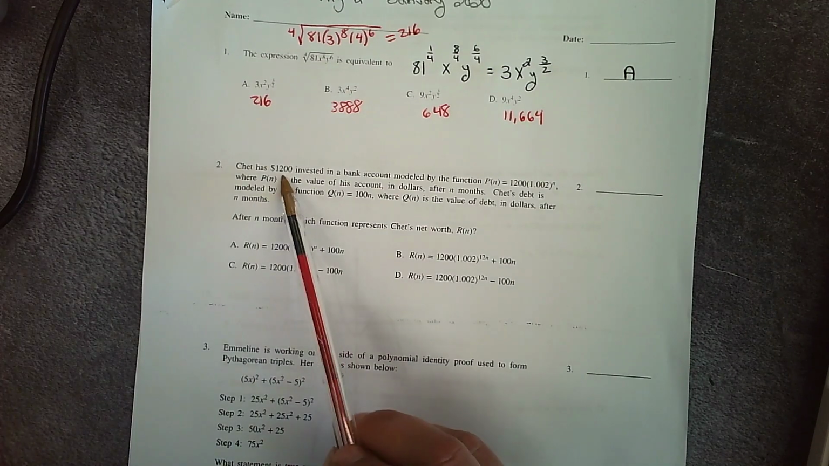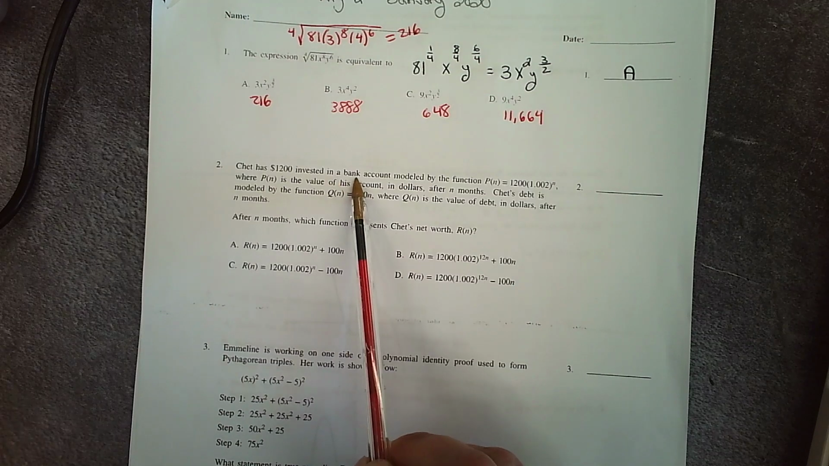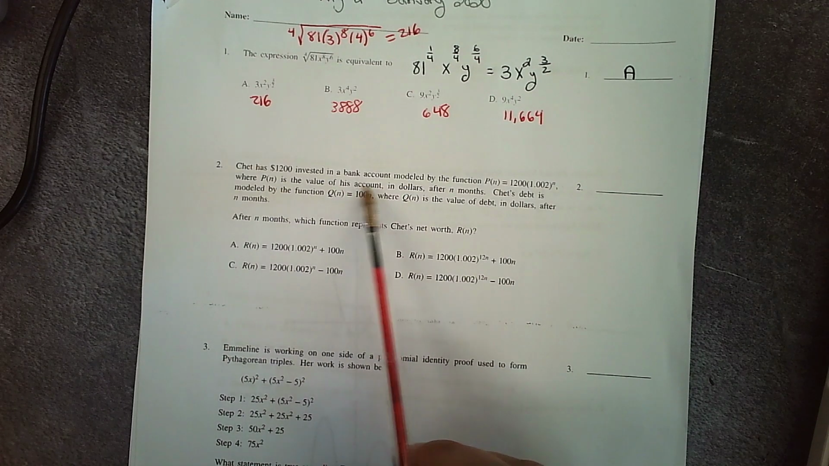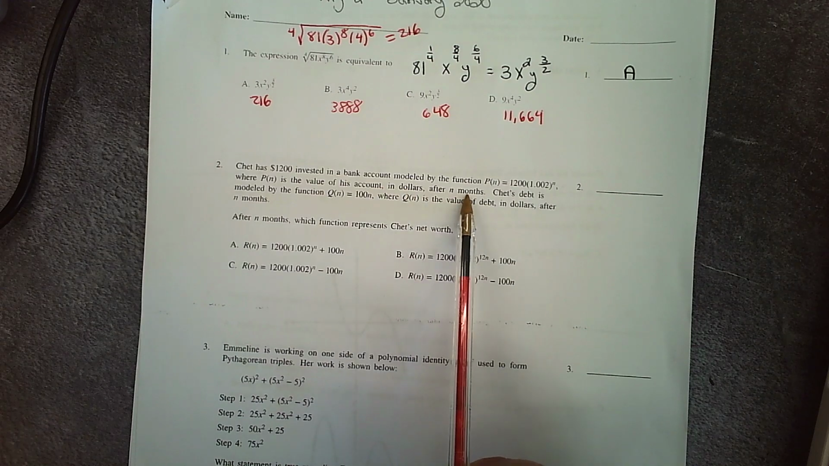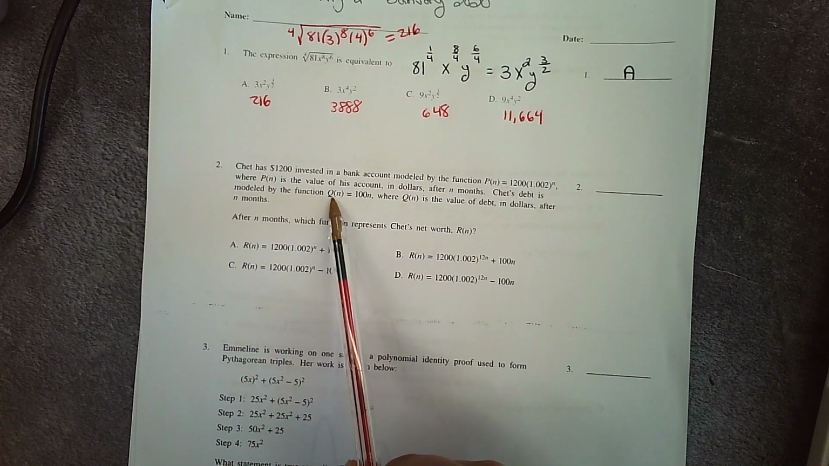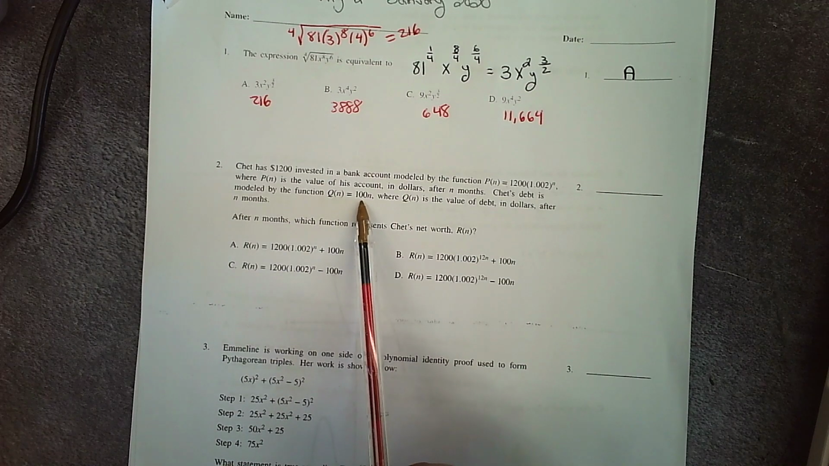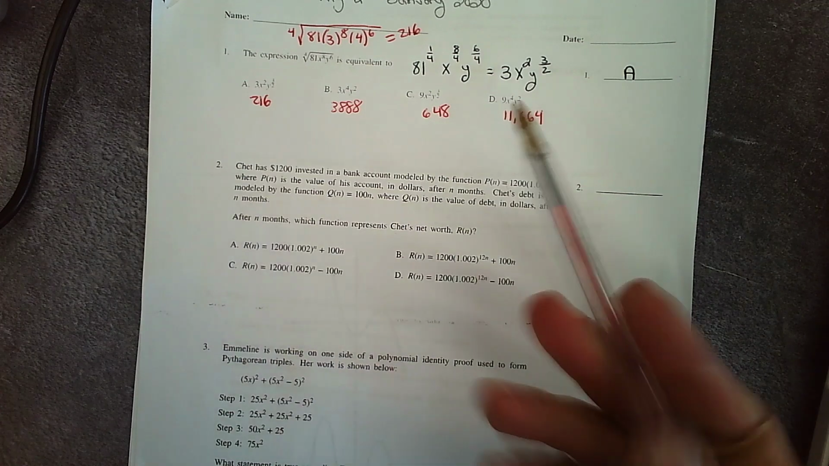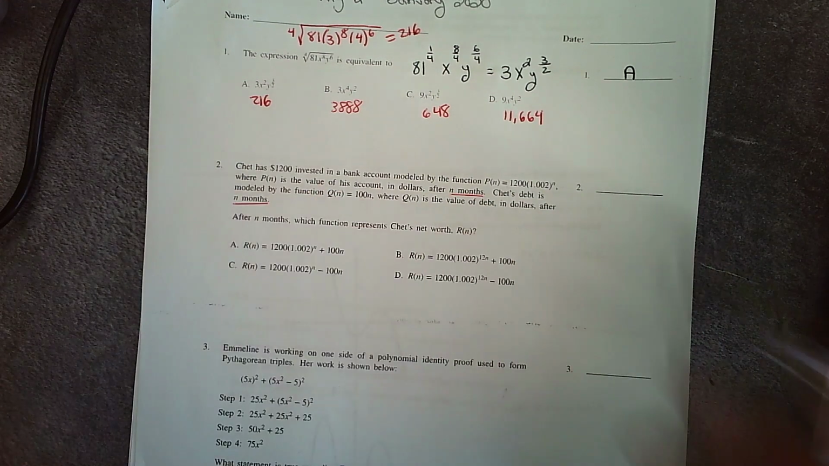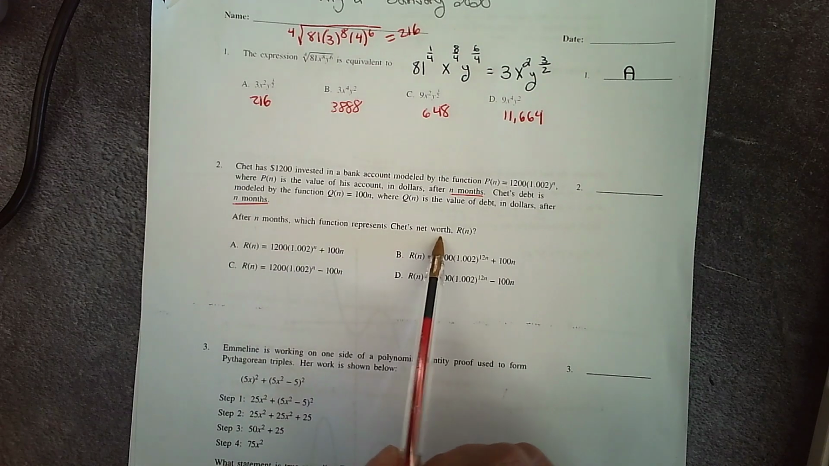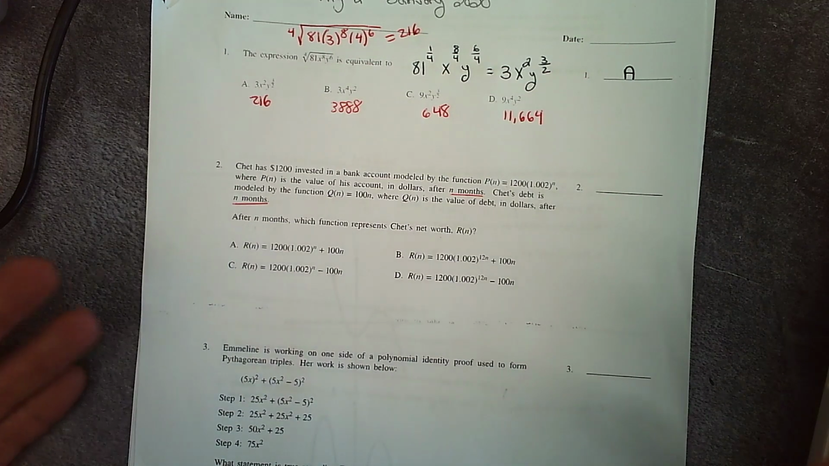Chet has $1,200 invested in a bank account modeled by this function, where P of n is the amount of dollars after n months. All right, so this is how much money Chet has. Chet has debts modeled by this equation, Q of n equals 11n, where Q of n is the value of debt after n months. So notice they're both months. That's good.